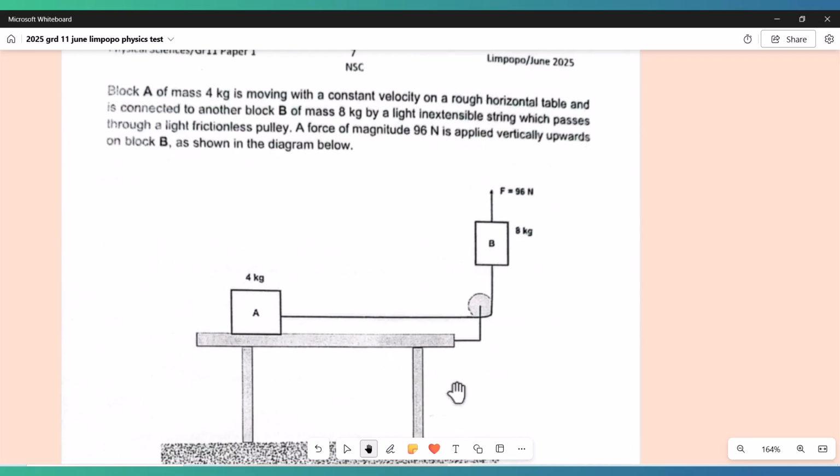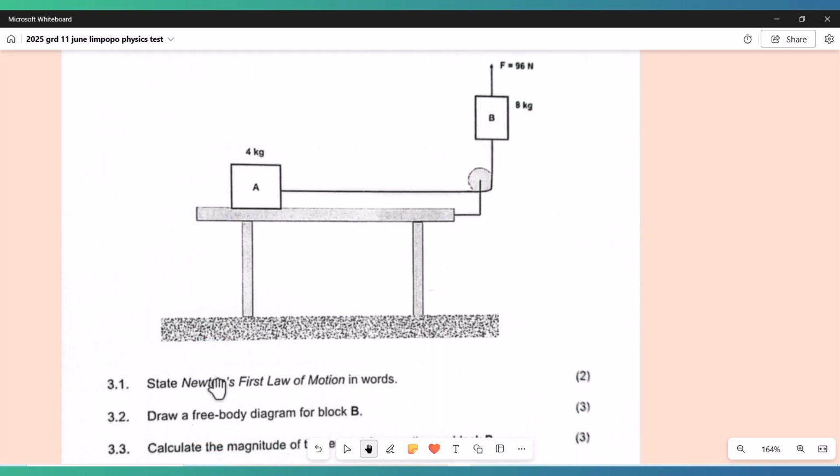And what must we do? It says state Newton's first law of motion in words. How do you state it? A body will continue to remain at rest. Actually, the body will continue in its state of motion. That means it can be at rest or continue moving with the same velocity unless an external force is applied on it. Then they say draw a free body diagram for block B.